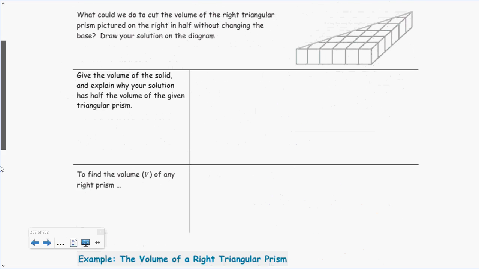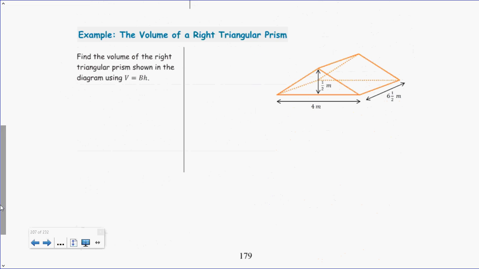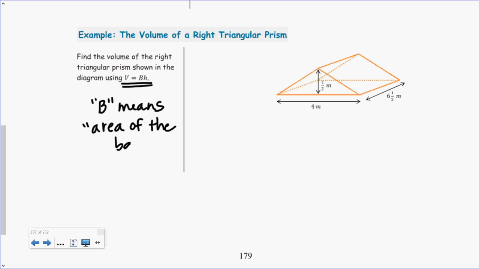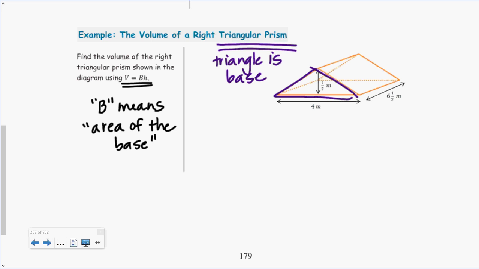We're going to skip this part right here and go down to the example. Okay, now they're using this formula V equals capital B times H. Go ahead and write: capital B means area of the base. Be careful when you think of the word base. Base doesn't always mean bottom. In fact, if this is a triangular prism, the triangle is the base. Okay, it's named after its base.